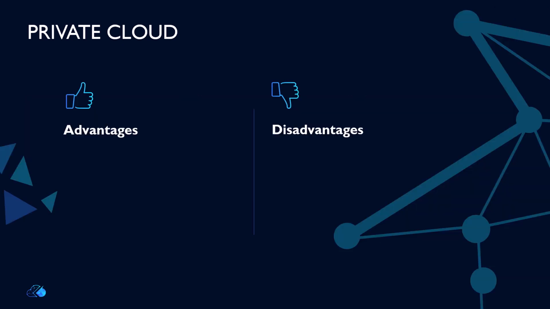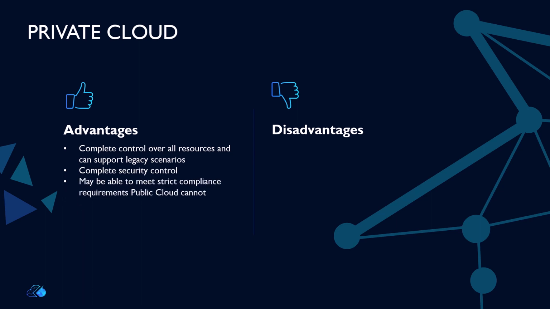And let's look at some of these advantages and disadvantages. The advantage of private cloud: complete control over those resources so we can support legacy scenarios. Perhaps we've got an application that just isn't yet compatible with public cloud services. Complete security control. We control access to the data center itself because we control the real estate and all the hardware in there. We may be able to meet strict compliance requirements. Public cloud cannot, although that's starting to go away. Public cloud is starting to meet all the regulatory frameworks that are out there.